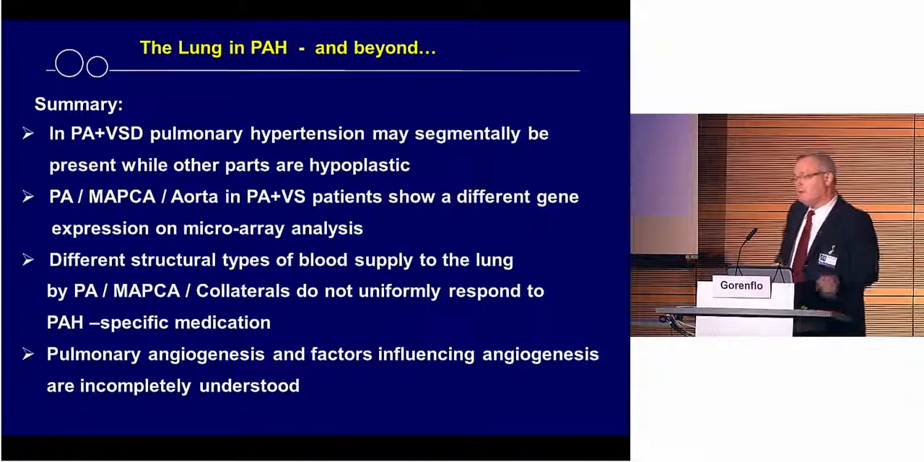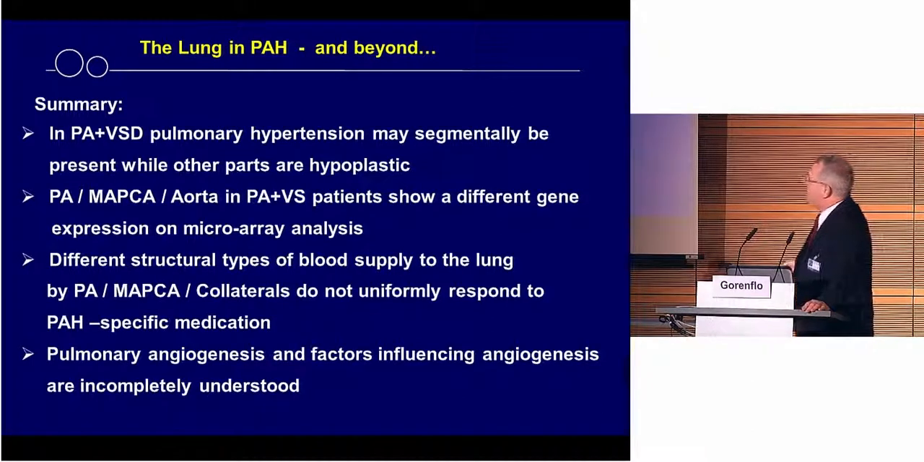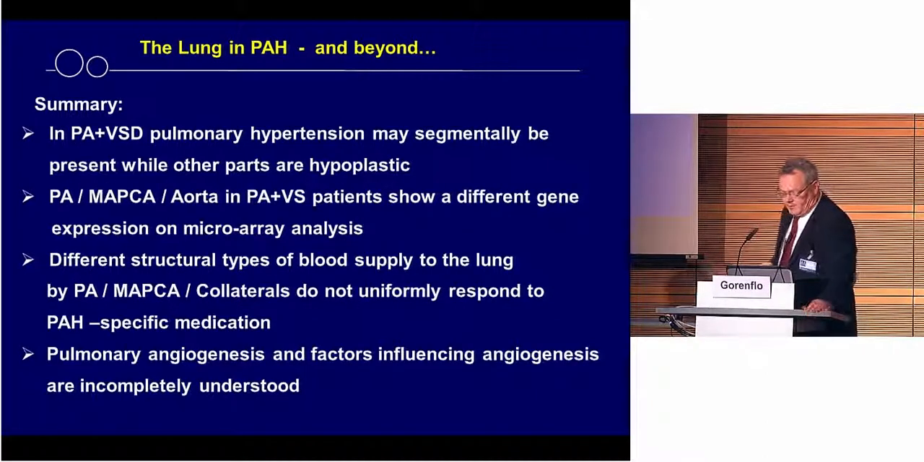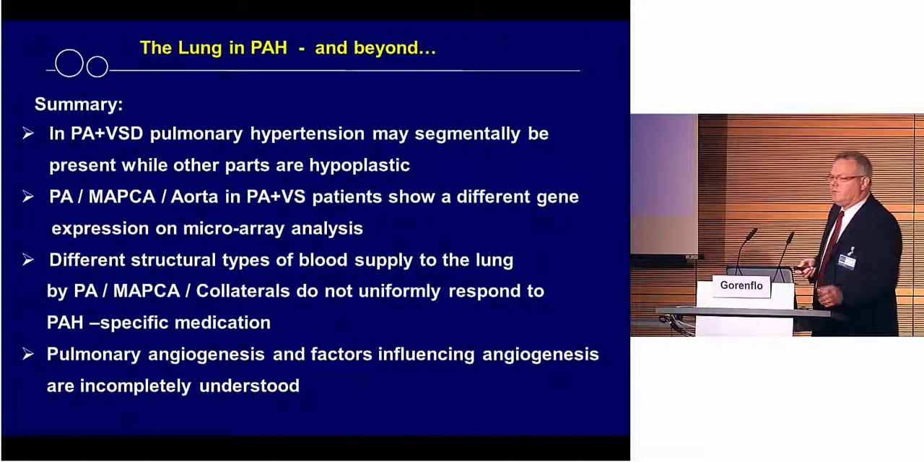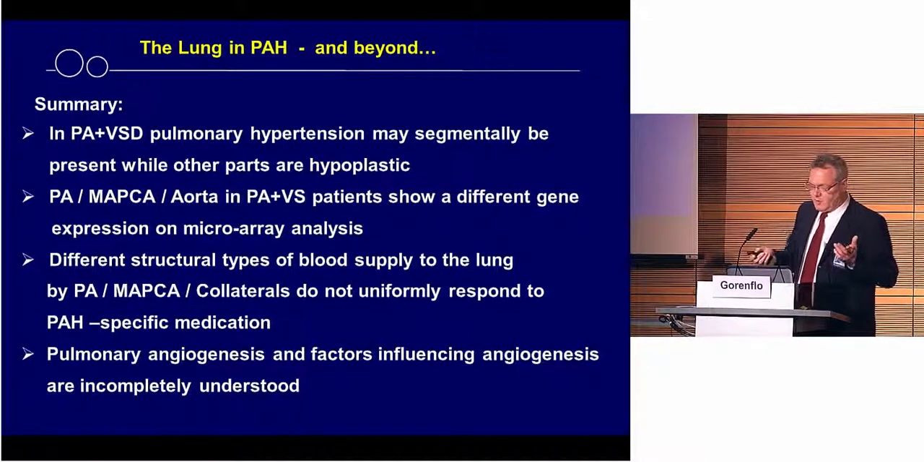And there, and I promise to save time, I come to the summary. Pulmonary atresia with VSD may be present segmentally, while other parts of the lung are hypoplastic. And the pulmonary artery and the MAPCAs, the aorta, in these patients with pulmonary atresia and VSD, show different gene expression on microarray analysis. So these different structural types of blood supply to the lung do not uniformly respond to our classical substances, so they should be used with caution.